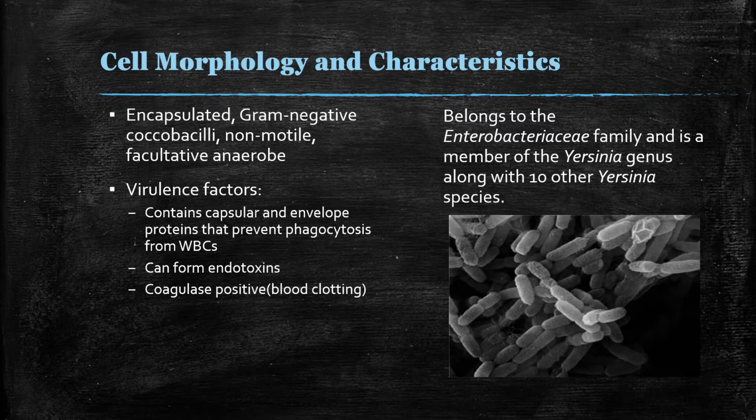Its most demonizing characteristics are its virulence factors, as far as containing capsular proteins that prevent phagocytosis by certain white blood cells, such as macrophages. It can also form endotoxins that can compromise live human cells, and it is coagulase positive, which is the most worrisome characteristic as it can clot blood. And for a certain form of the plague, this will really come into play and really set in motion how dire these types of characteristics are.